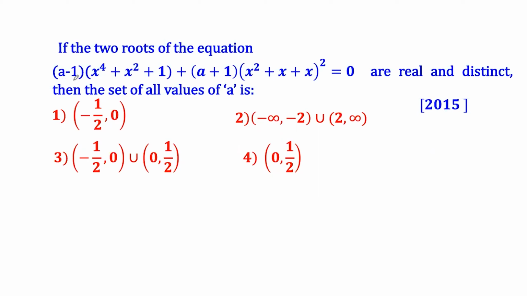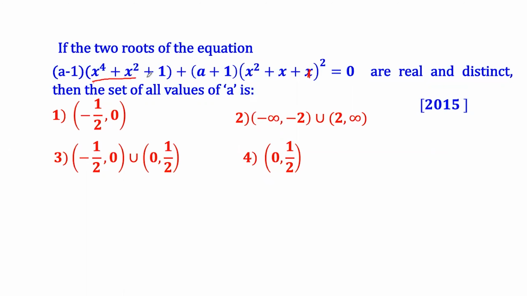(a minus 1)(x square plus x plus 1)... and x to the power 4 is given. In this equation you can also see (x square plus x plus 1) whole square is given, and if the roots are real and distinct, then we have to find the values of a. So what is the key point of this question, right? First is the key point.